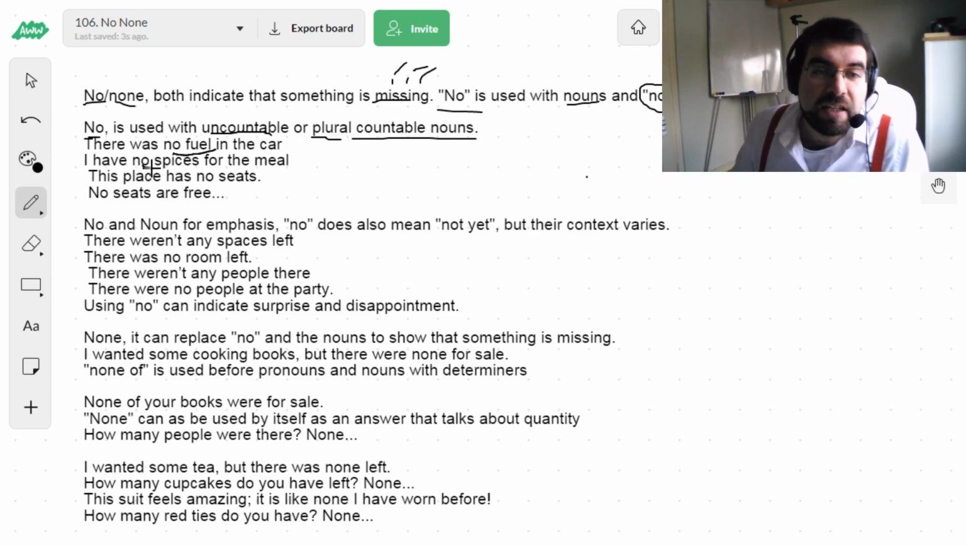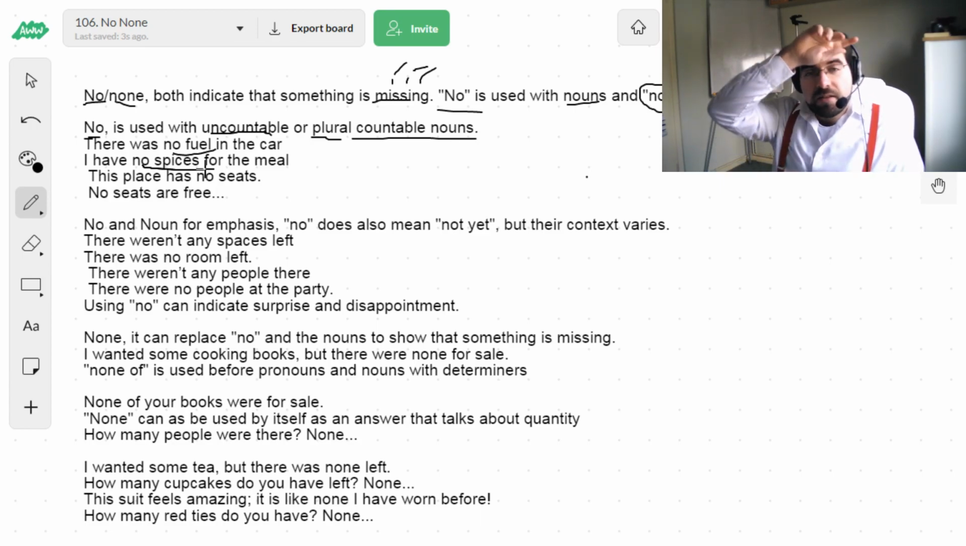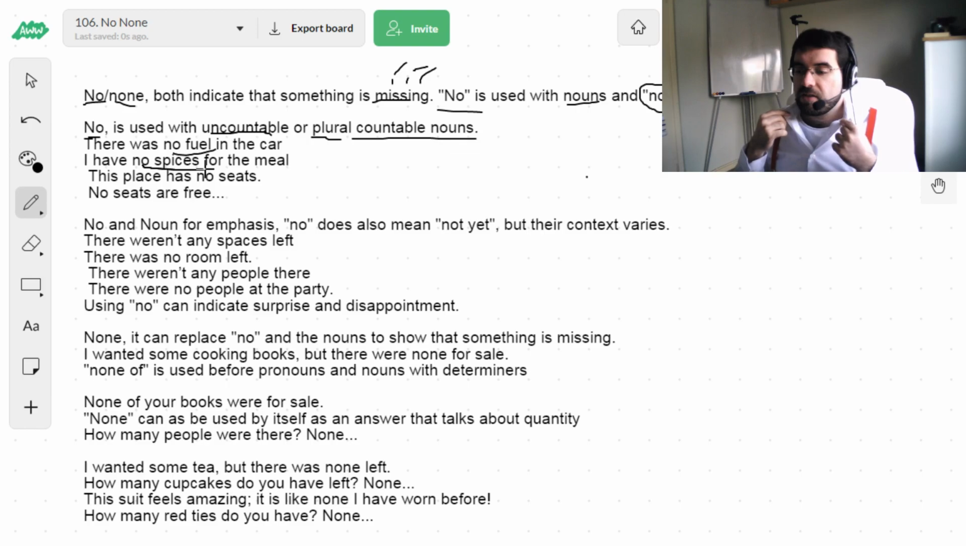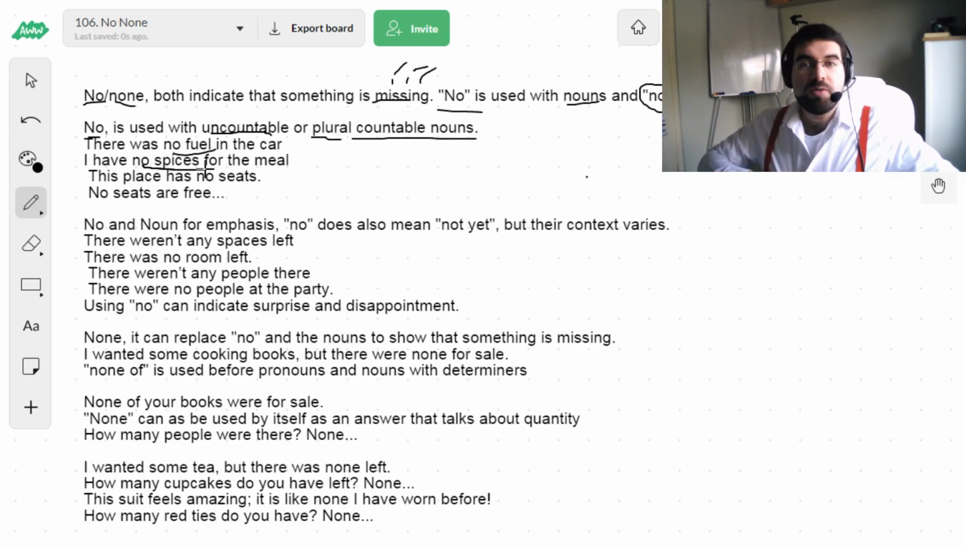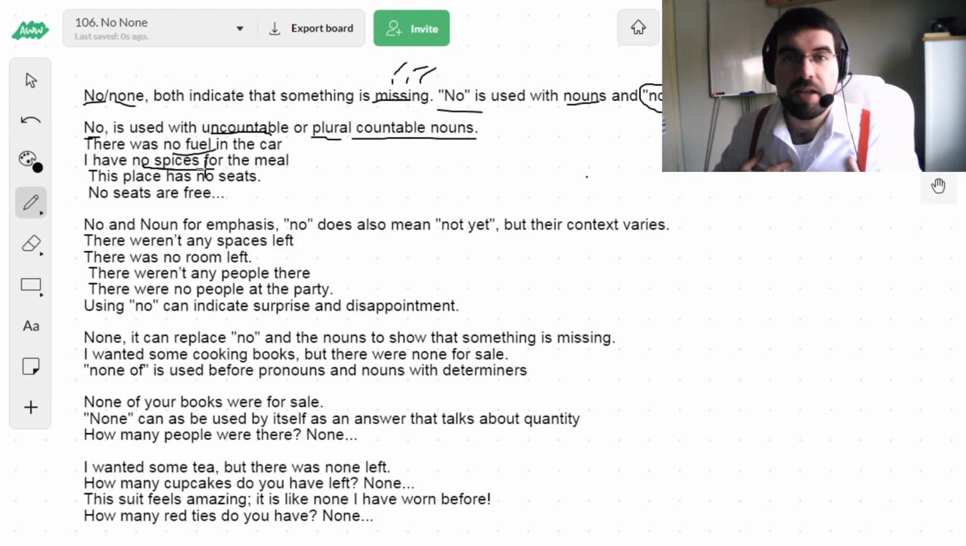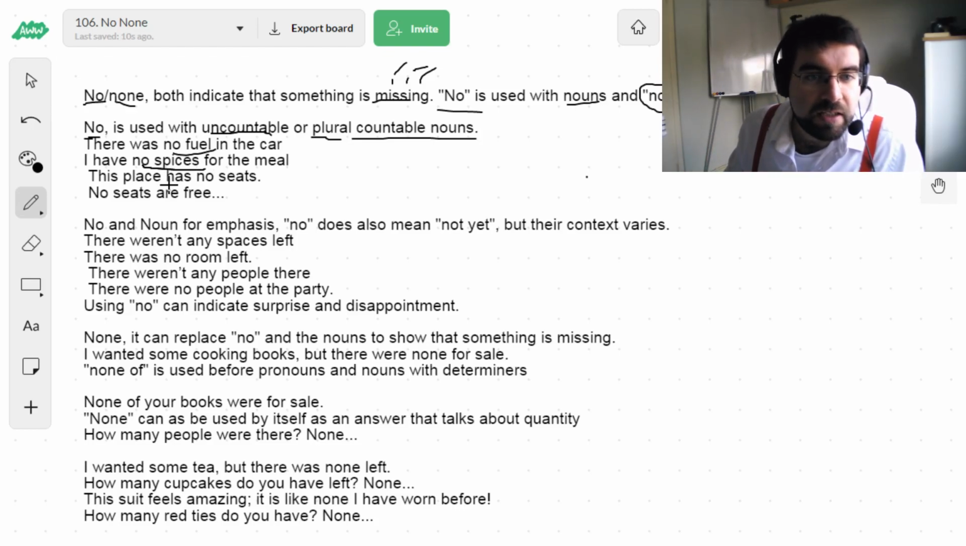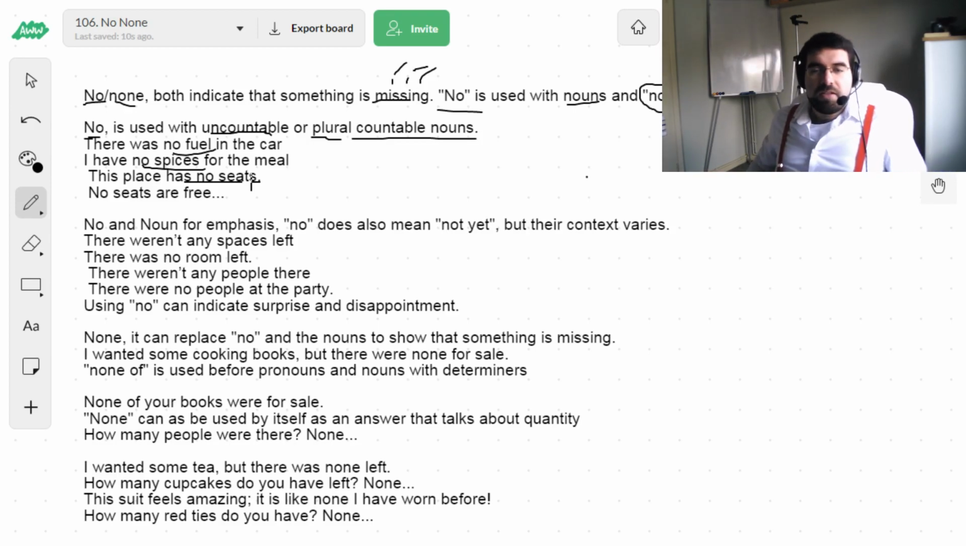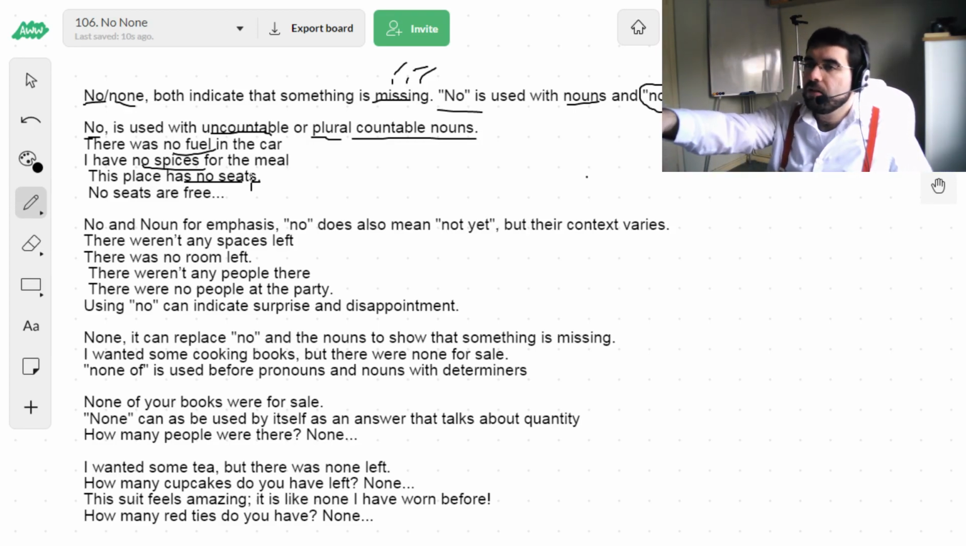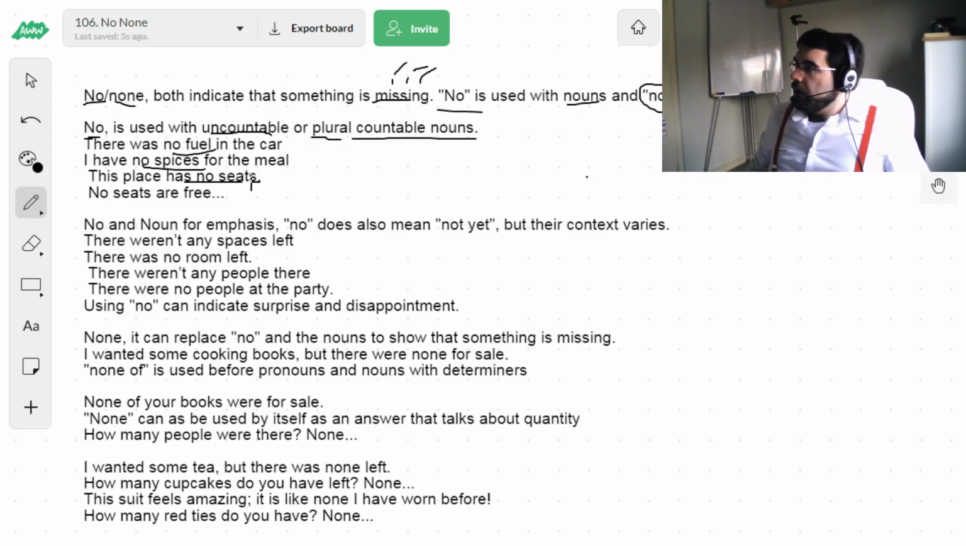I have no spices for the meal. I have no ice cream for dessert. I have no ties or bow ties for my shirt. I've got suspenders, but no bow ties. This place has no seats. There's no seats left. There's no seats over there, over here. No seats left. No seats are free.